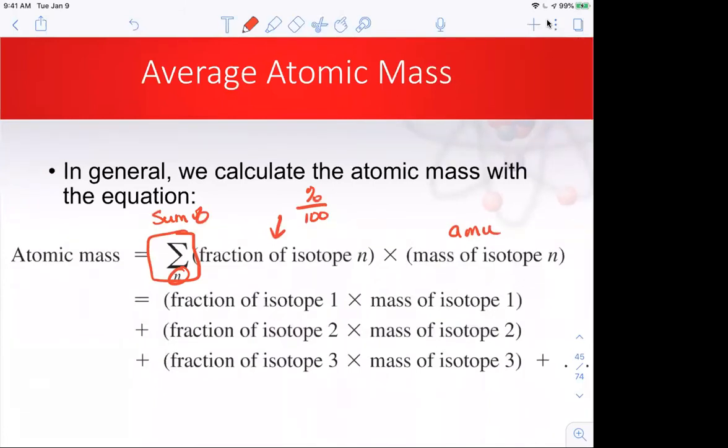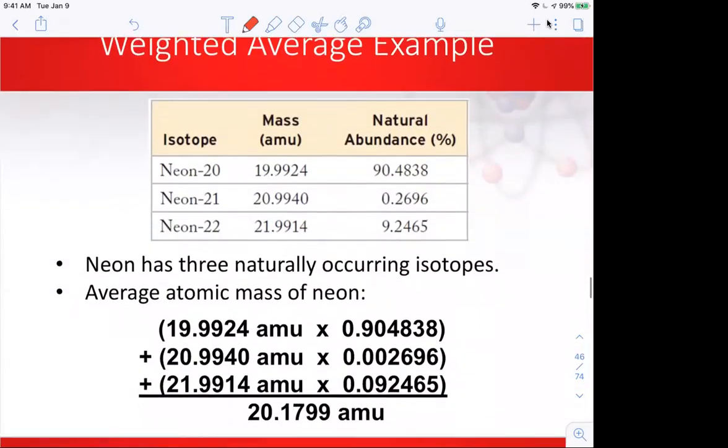And then depending on the number of isotopes that I have, I take the product of the fraction of the isotope times the mass of the isotope, and then I just sum those products in order to get the average atomic mass, which is what is usually seen on the periodic table.